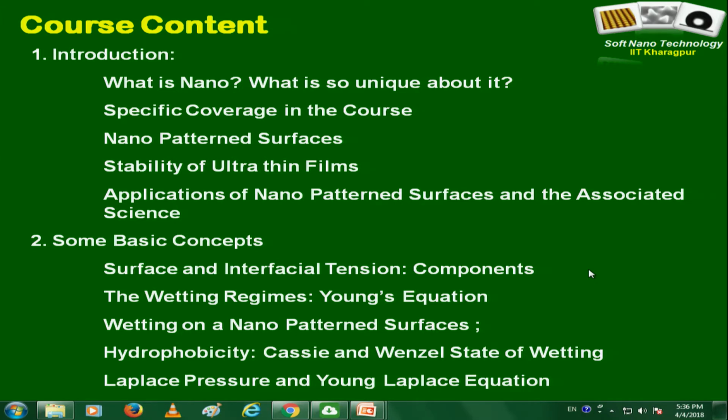Examples of this are available in nature. We have talked about some of the examples. The easiest example is the so called superhydrophobicity of a lotus leaf. On a lotus leaf we all know that if a drop of water falls, it will simply roll away, and that is due to this Cassie state of wetting.